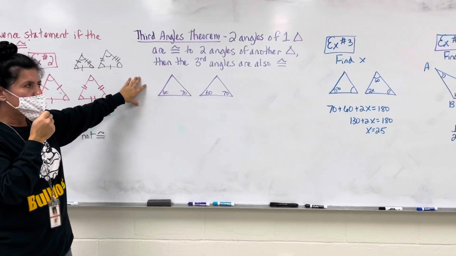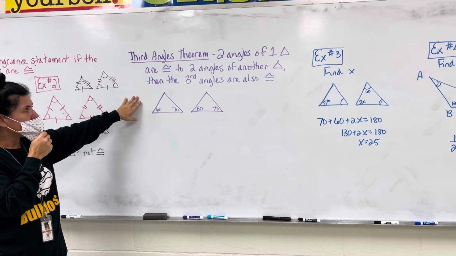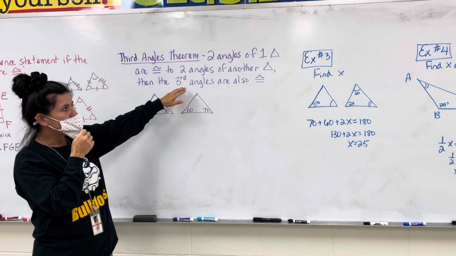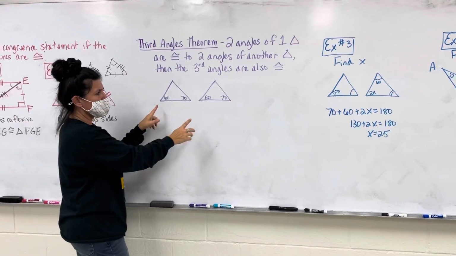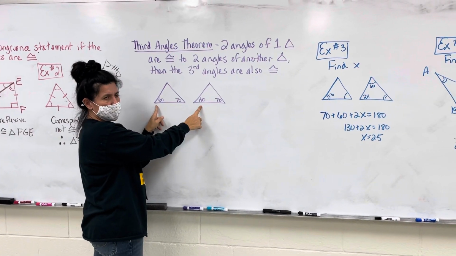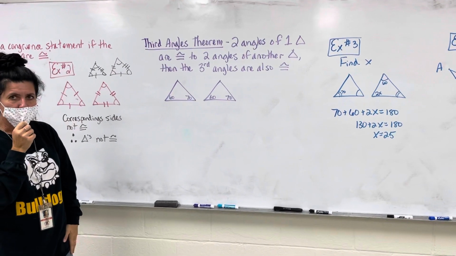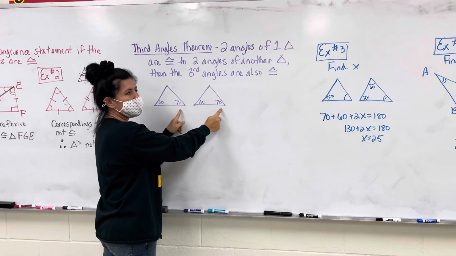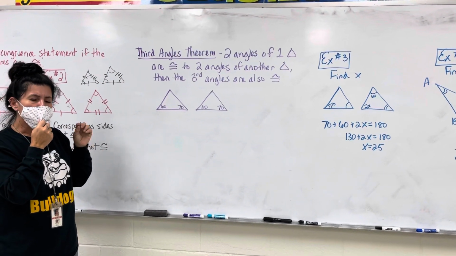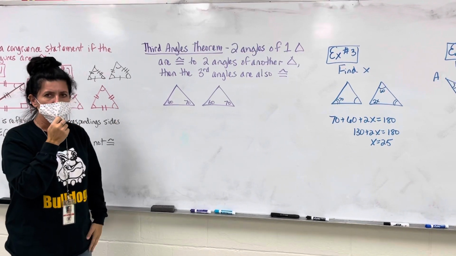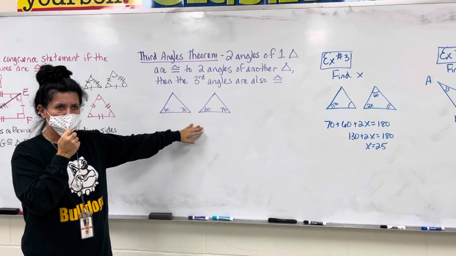One more new idea for today, third angles theorem. It says if two angles of one triangle are congruent to two angles of another, then the third angles are also congruent. If you look at my picture, that should make sense. These two angles are congruent. You can see that with the markings. These two are congruent. Well, we know that triangles have to add up to 180. So if we already have a 60 and a 70, this one has to be congruent in order to be a triangle. So if you have two sets of angles that are congruent, the third are also going to be congruent. This is going to be helpful when we look at some proofs this chapter.